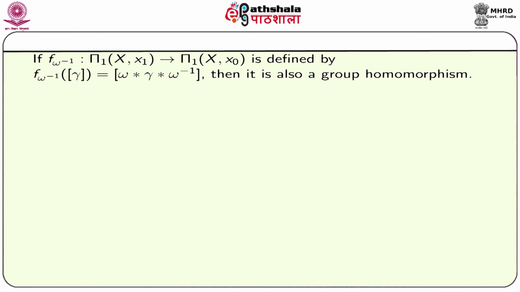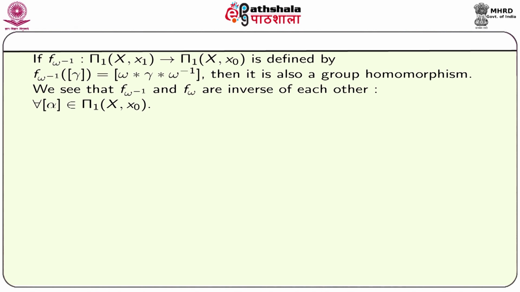Now, we intend to show that this is not only a homomorphism, it is an isomorphism. So, we want to find a bijection, rather an inverse of f omega, and we claim that f omega inverse will serve the purpose. So, if we restate, f omega inverse of any point class gamma is omega star gamma star omega inverse by the definition of f omega inverse, and proceeding exactly the same way we get that f omega inverse is a group homomorphism.